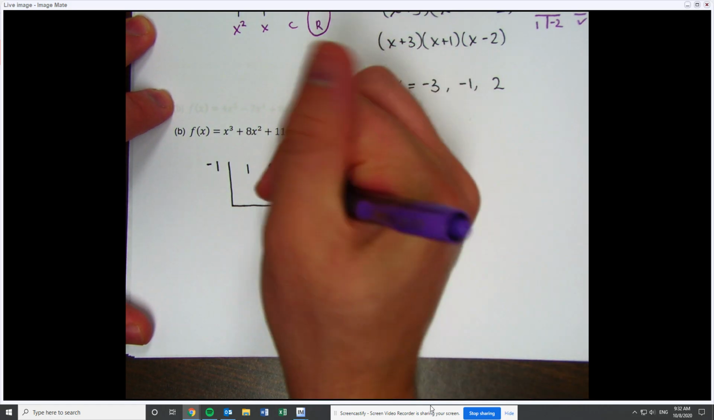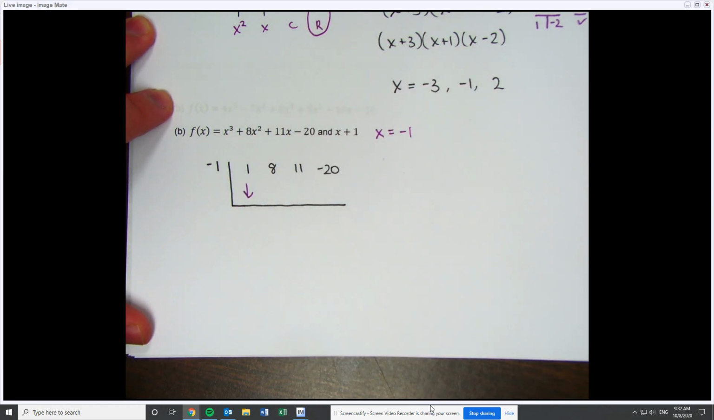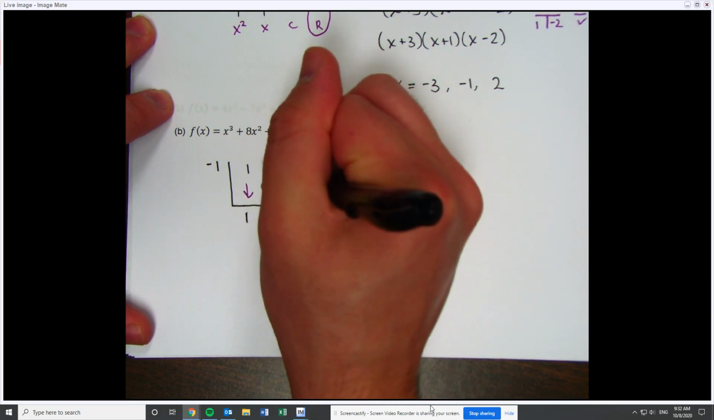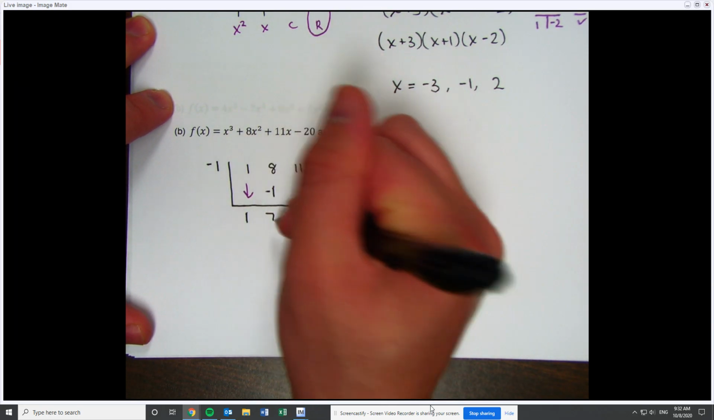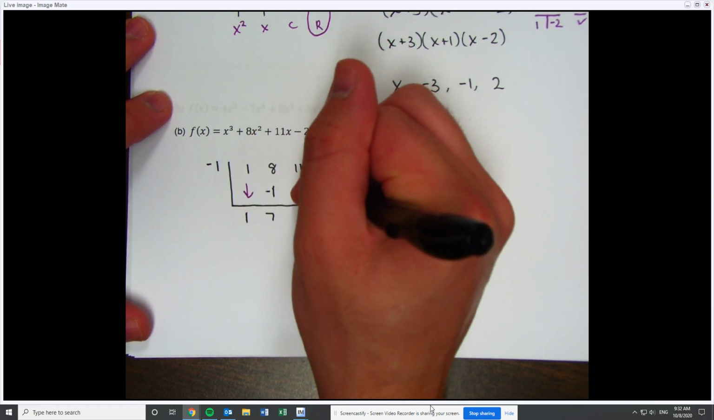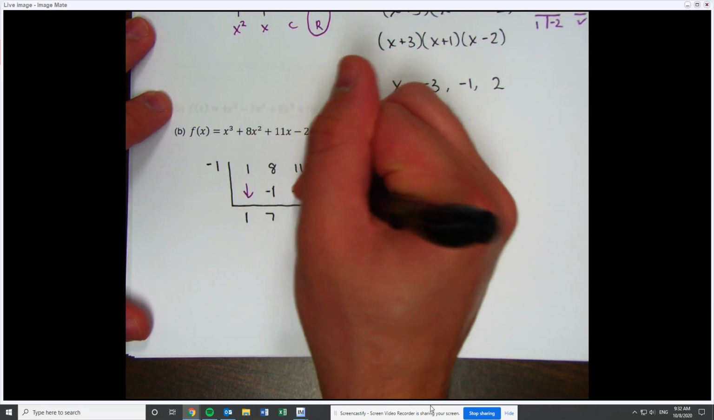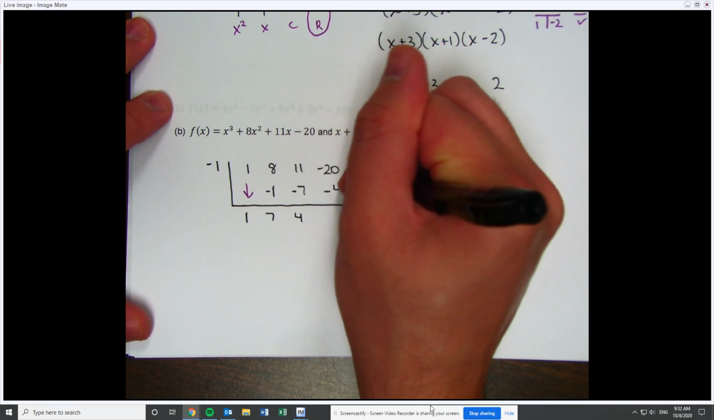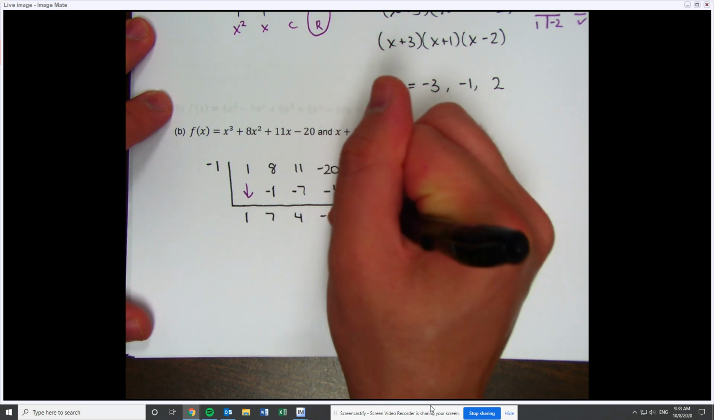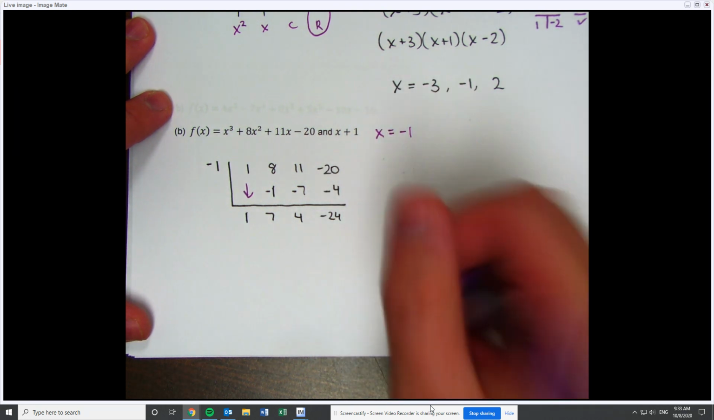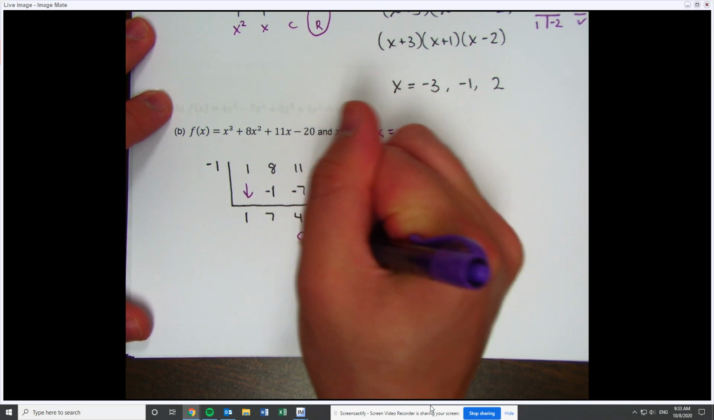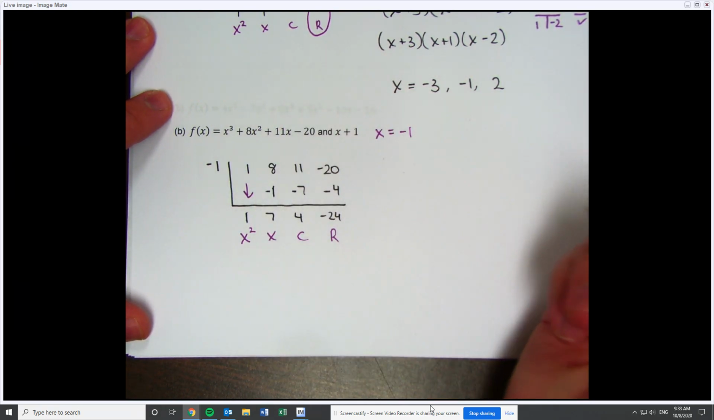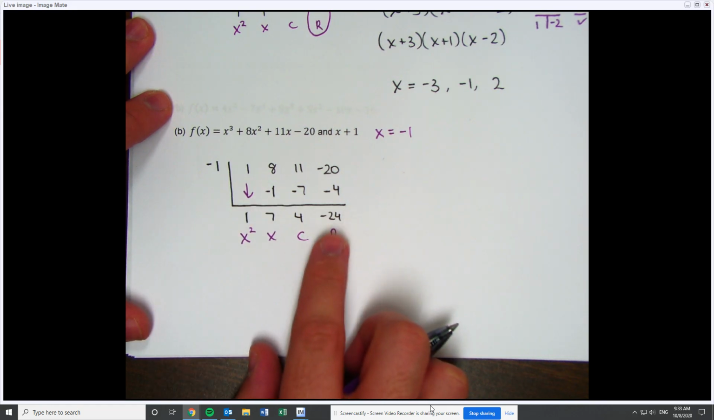Now doing our stuff, we drop that straight down. So 1 goes right here. Negative 1 times 1 is negative 1. Add that there, we get 7. Negative 1 times 7 is negative 7. Add that, we get 4. That gives me negative 4 when I multiply those, and negative 24. That's the remainder and the x squared. Well, this isn't a factor because I have a remainder.